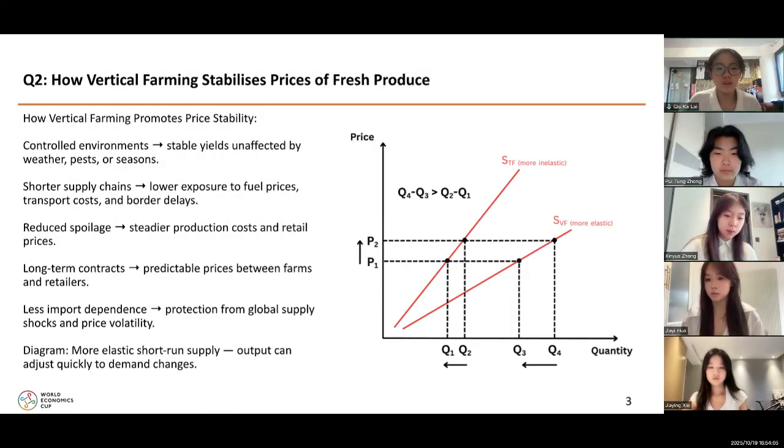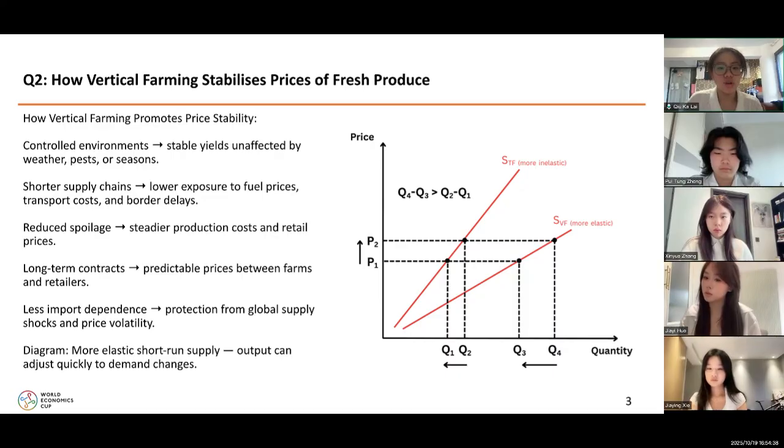Price stability occurs when the price of the goods remains relatively constant over time. In agriculture, volatility often results from unstable supply caused by weather shocks, long transport chains, and import dependence. Vertical farming enhances stability by reducing or removing these sources of fluctuation. First, vertical farming operates in controlled indoor environments, so weather, pests, and seasonal change no longer affect yields. Output can become consistent year-round, making supply predictable and reducing spikes during bad harvests.